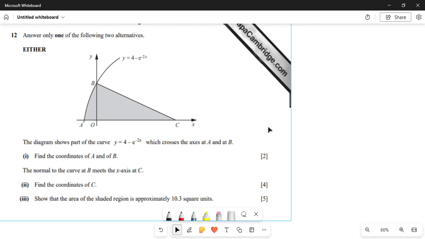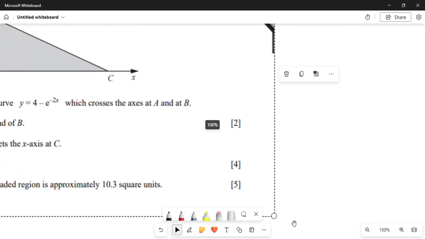So today I'll be doing the big question in the 2006 November paper 1, by the way. There's no variant, I think it was just paper 1. Yeah, I'll be doing this question 12. So yeah, let's start.